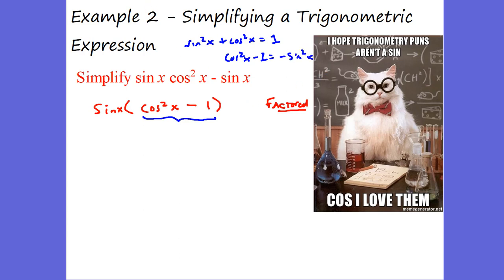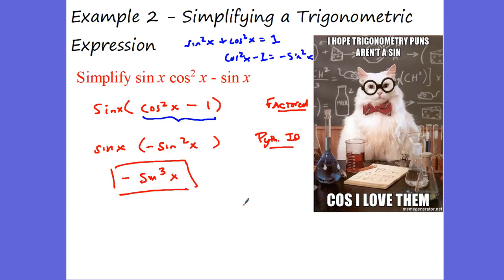Which means what are we left with? We still have this sine of x on the outside, but this guy, because of the Pythagorean identity, has changed to negative sine squared of x. And so that was because of that Pythagorean identity that we did. Now, what's sine of x times sine squared of x? It's going to be negative sine to the third power of x. And that is the simplified version. That would be simplified to just one trigonometric function right there. And so that is what we're doing when we're simplifying.